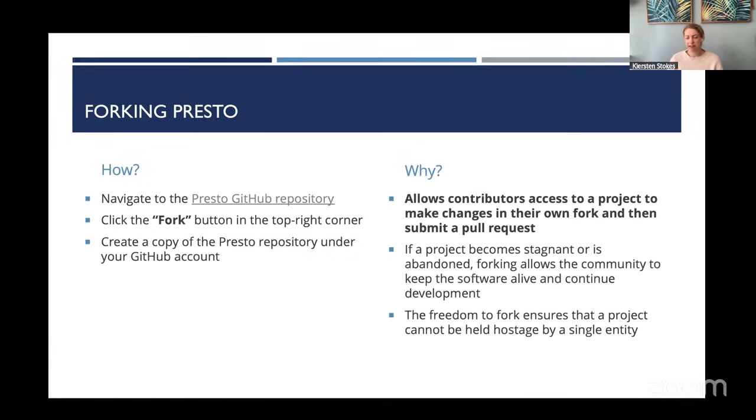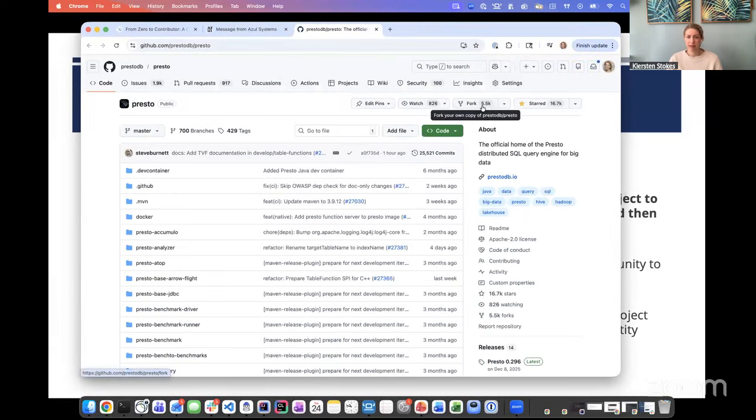All right, so while that's going, we can also discuss how and why we fork Presto. So how is fairly straightforward. If you go to the Presto GitHub repository, there will be, as you can see here, a button up here. It says fork, and this is the logo for forking. So you will click that, and it will prompt you to create your own fork of Presto.